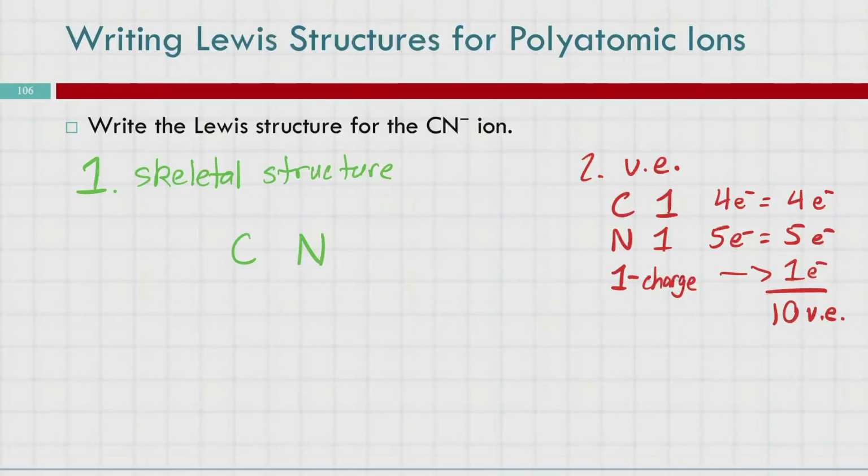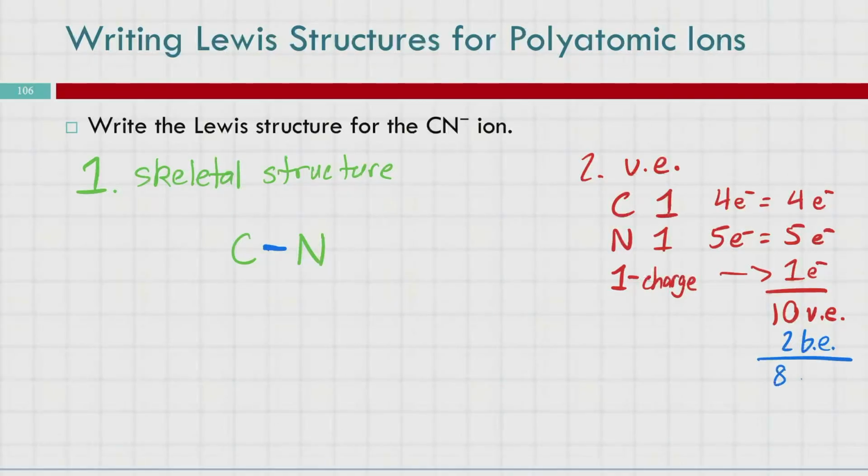Where do we need a bond? It's not a trick question. Where do we need a bond? Between the two. Yep. Just between the carbon and the nitrogen. We need 1 bond. How many electrons is that? That's right. It's 2. 2 bonding electrons.